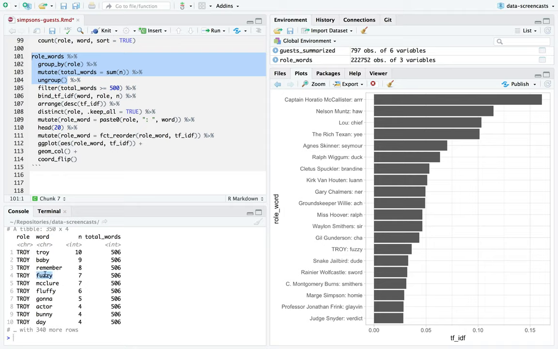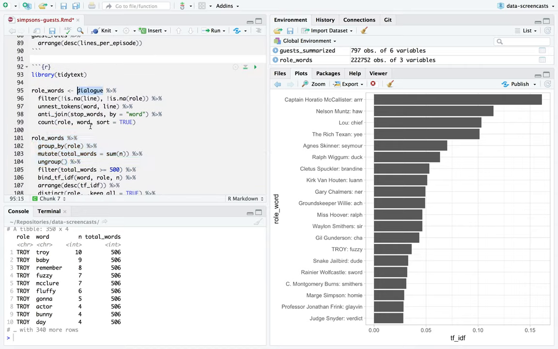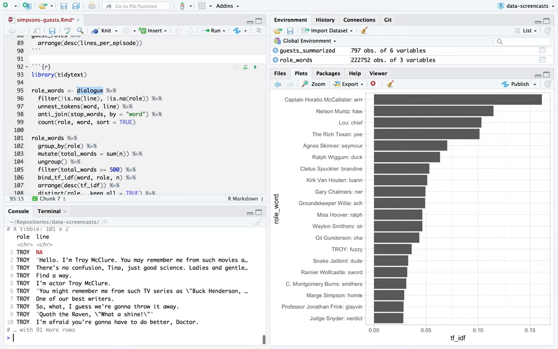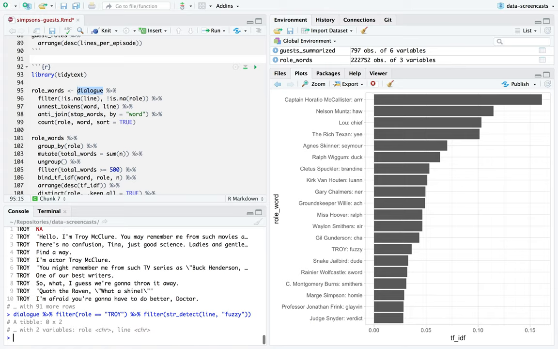What the hell is fuzzy? Oh, excuse me. Role, word, dialogue, filter role equals Troy. Filter string detect line, look for the word fuzzy.